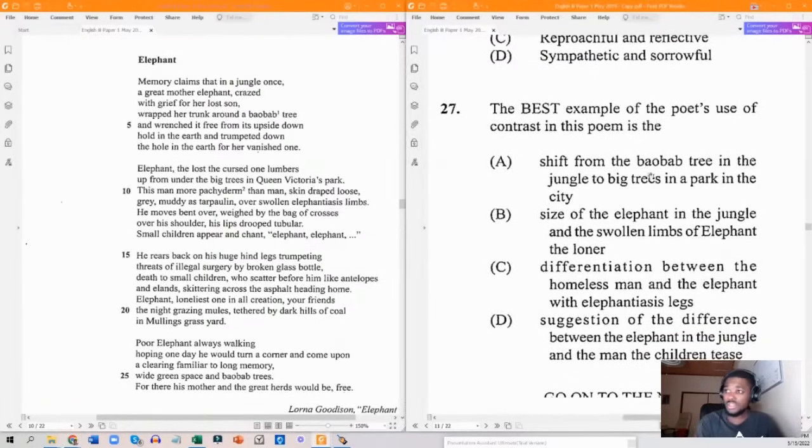All right, 27. The best example of the poet's use of contrast in this poem is the... So now we're on to 27. We're looking at the best use of contrast in the poem. Contrast.